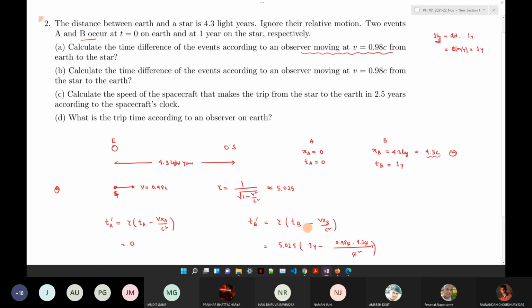Now see, for the Earth observer, the events were happening like this. First event A occurs, then event B occurs.